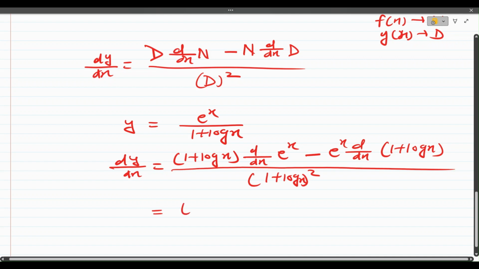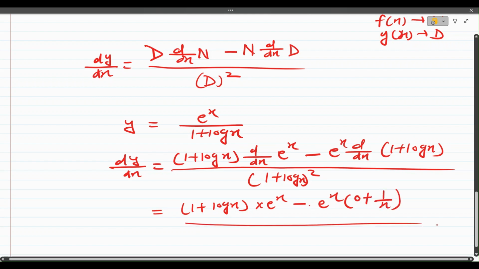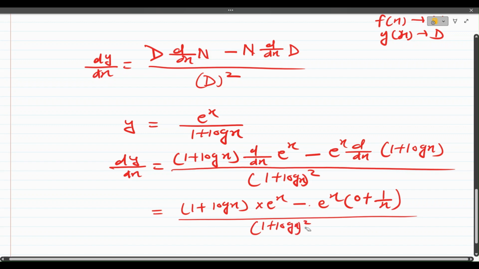As we know the rules of differentiation, the differentiation of e to the power of x must be e to the power of x. When we differentiate 1, which is a constant, the differentiation of a constant value is 0, plus 1 over x, and this is 1 plus log x squared.